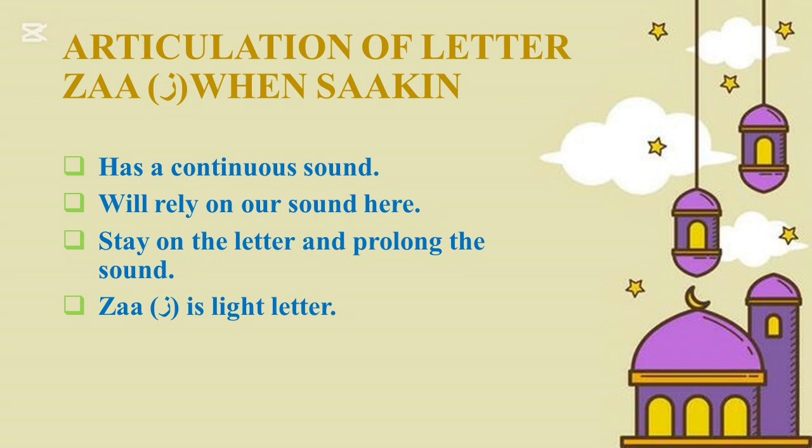So when the letter Za is sakin like Az, this letter has a continuous sound then. We will be relying on our sound here. Stay on the letter and prolong the sound. Za is a light letter.